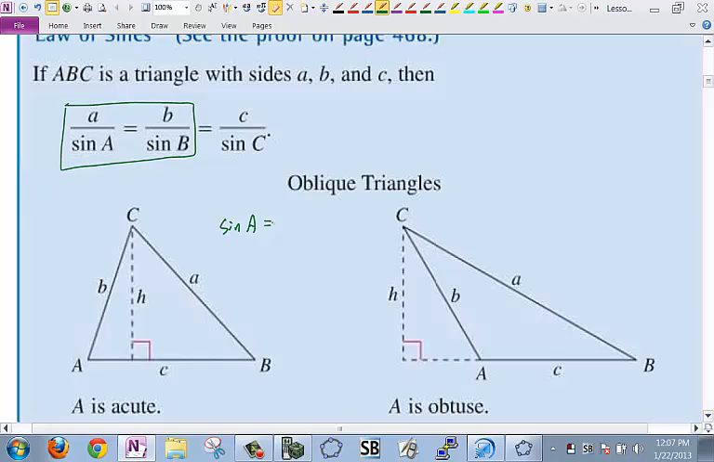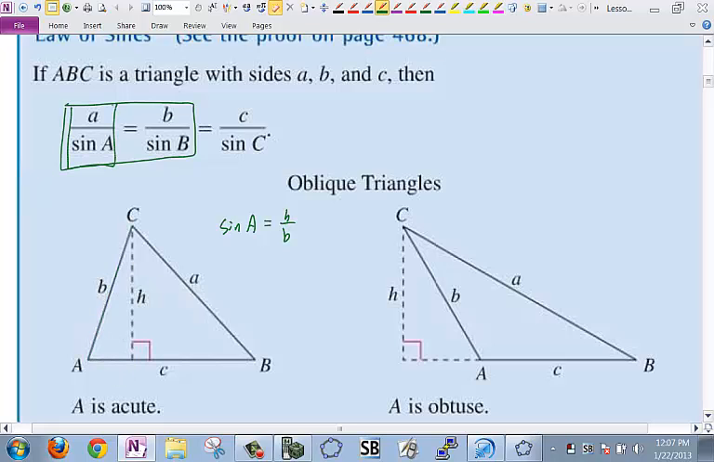Okay, think in terms of SOHCAHTOA. Look for some right triangles that have angle A. What is the sine of angle A? Opposite over hypotenuse, that is h over b. Right? See this right triangle right here? And that right triangle right there, sine A is h over b.